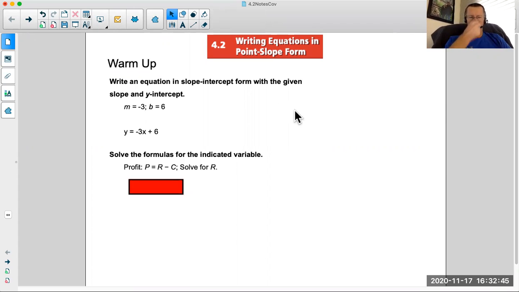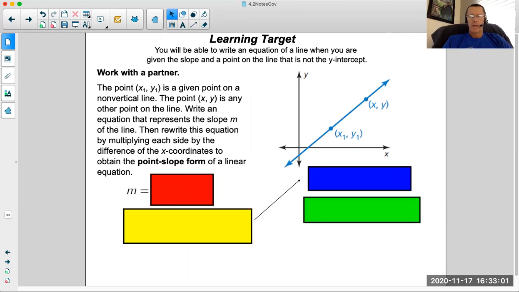Okay, and now a little literal equations review. Solve the formula for the indicated variable. Solve for r. Well, hopefully you just added c to both sides and had p plus c equals r. All right, awesome.